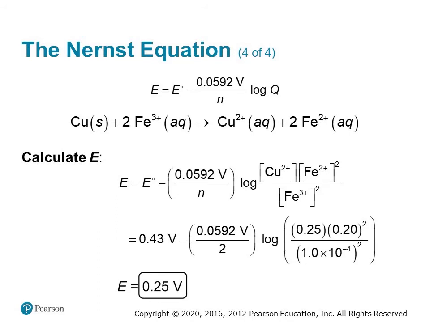Next, we need values for n and Q. When we add the two half reactions together, the number of moles of electrons that cancel on each side is 2, so n is 2. Q can be calculated by setting up the expression for the equilibrium constant and plugging in the non-equilibrium concentrations of the ions provided in the problem. Based on the fact that there are coefficients of 2 in front of both iron ions and pure solids are excluded from the expression, you should end up with the result on the screen. Plugging in the concentrations provided on the first slide of this problem, we end up with a cell potential for these ion concentrations of positive 0.25 volts.